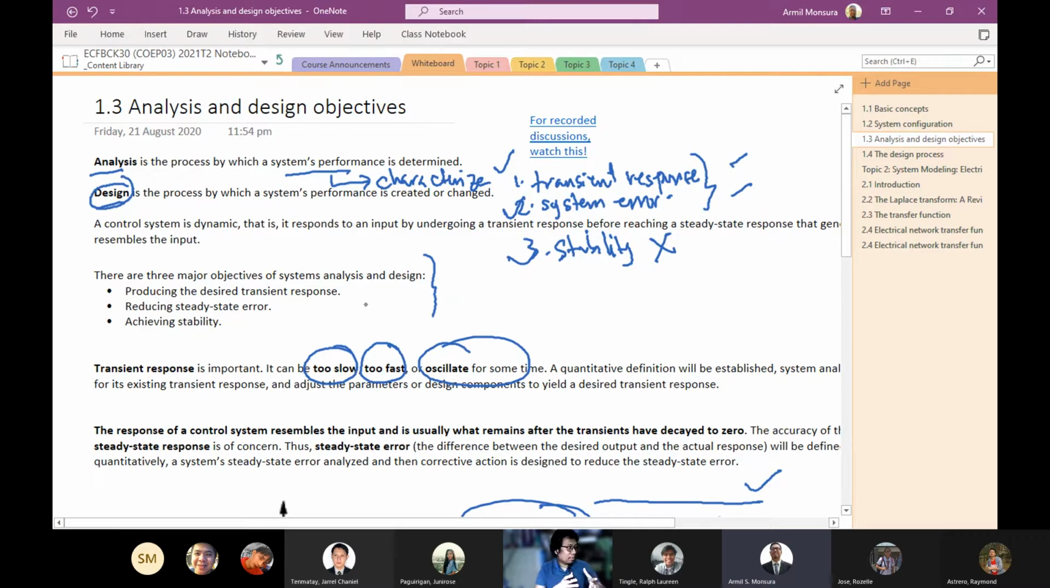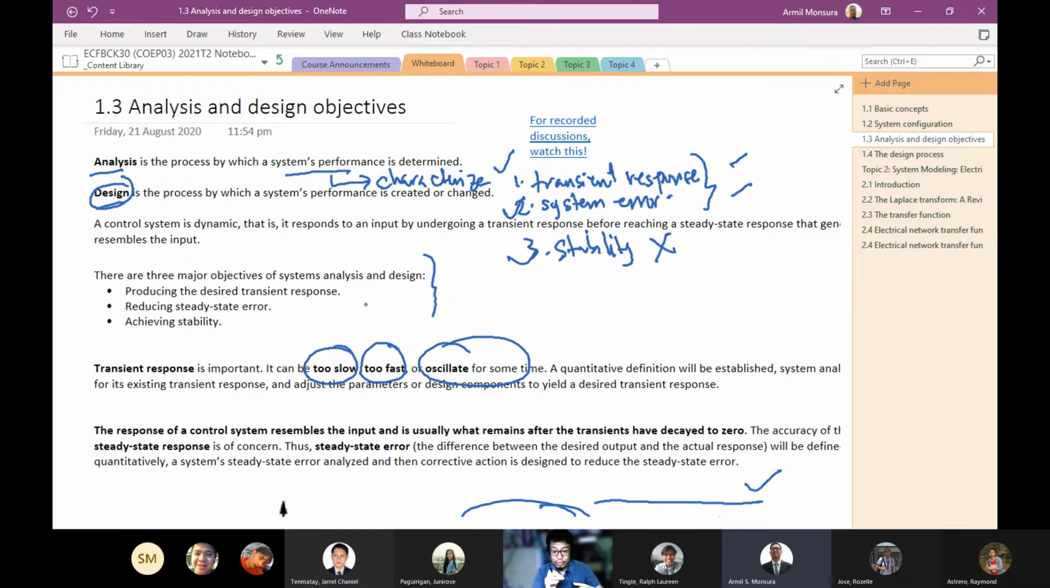So, meron kayong system, tingnan nyo yung proseso. Meron kayong system, okay, you were able to determine, number one, that your system is stable. So, you were able to measure the transient response and system error. Okay. And then from there, you say na, masyado mabagal yung system ko. My system is too slow for my requirements. So, the requirement is that it should be this fast. Okay. And that the error should be this small.